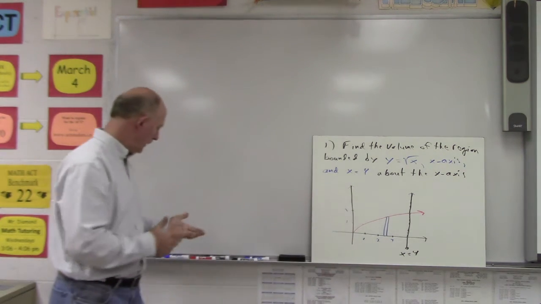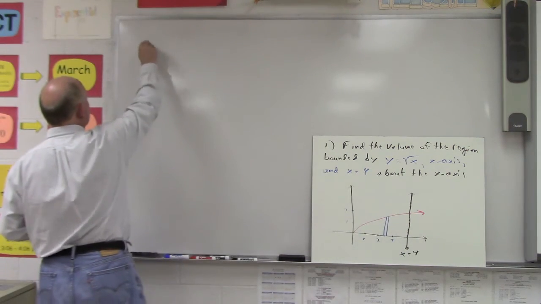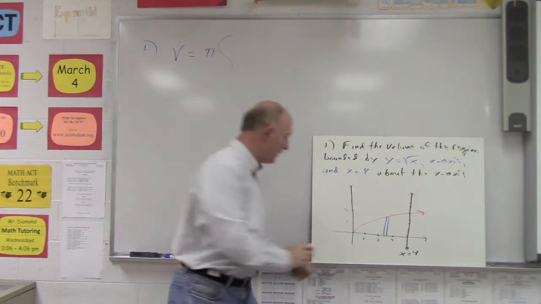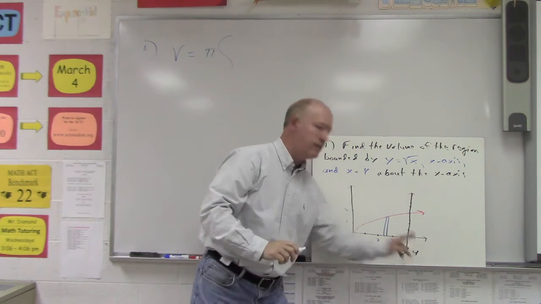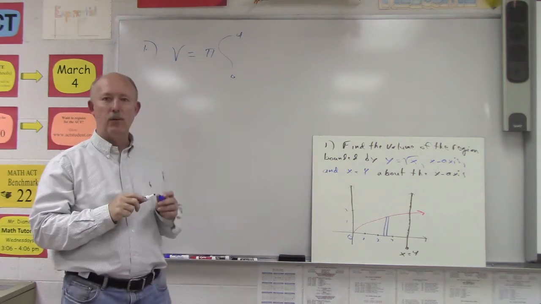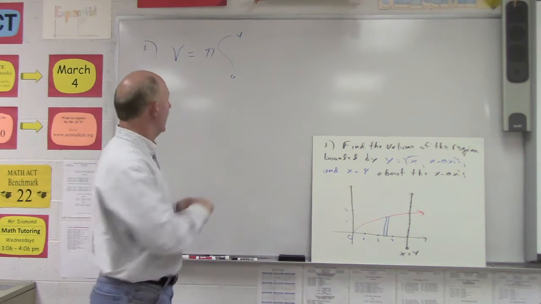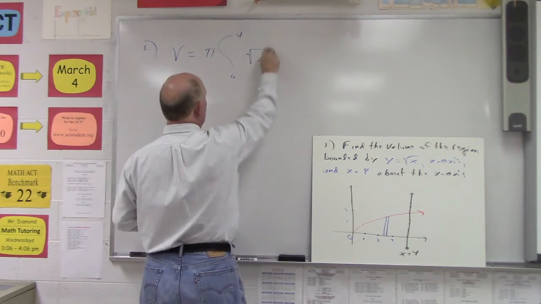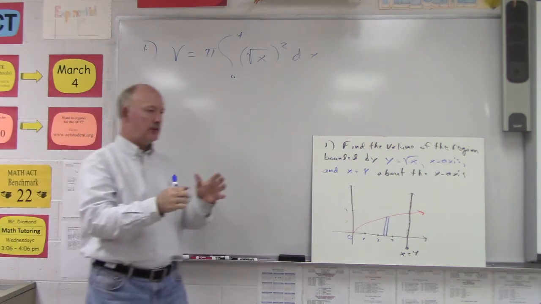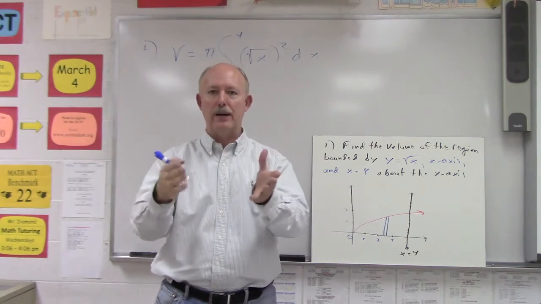As we get started, let's set up our integral. For problem number 1, our volume is going to equal pi times the integral. Now we're integrating from 0 to 4, so the lower bound will be 0 and the upper bound is going to be 4. As we rotate this about the x-axis, the radius would be the square root of x, squared, dx.